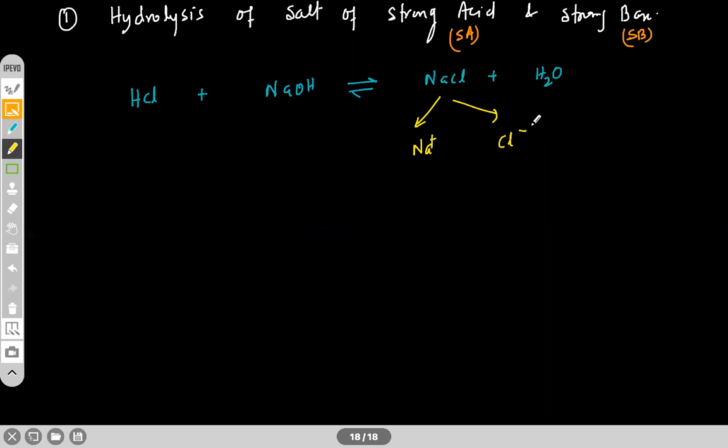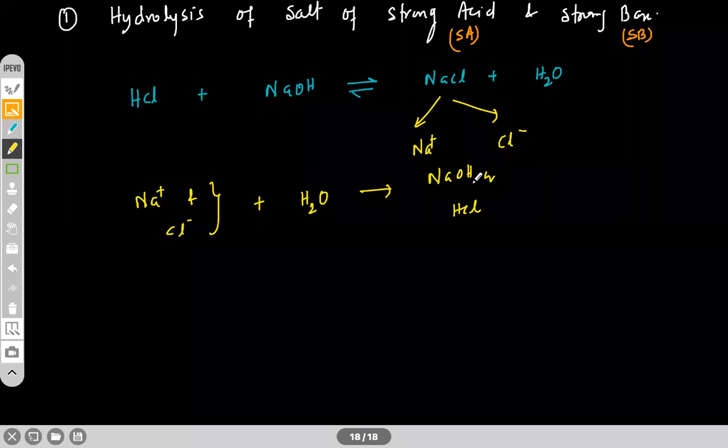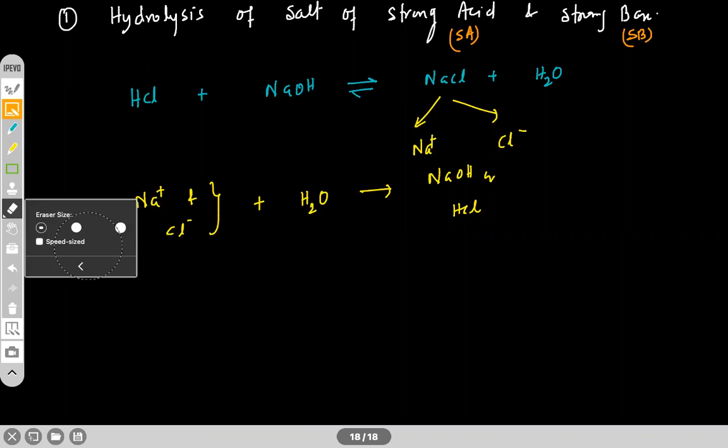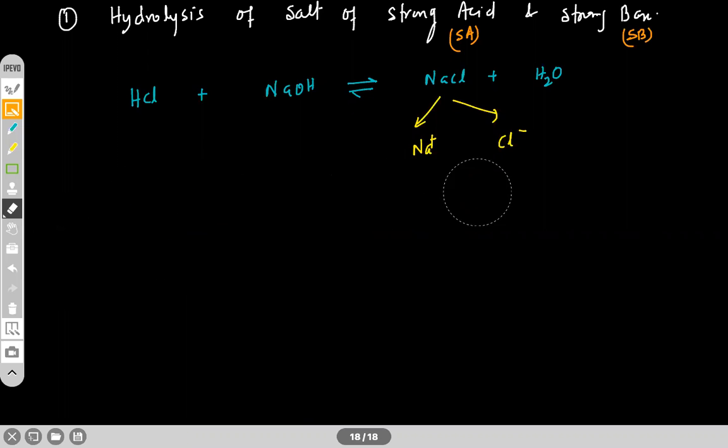Now, one thing is very important here. When you consider hydrolysis of this salt, it means the reaction of Na plus and Cl minus with H2O. But this forms either NaOH or HCl, and both are a strong base and a strong acid. So both exist in the form of ions only: Na plus and OH minus, H plus and Cl minus. So the point here is, whenever you take a strong acid and a strong base, their salt does not get hydrolyzed because they exist in the form of ions itself.